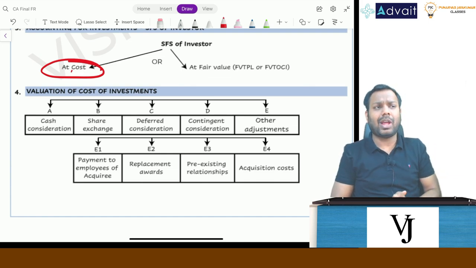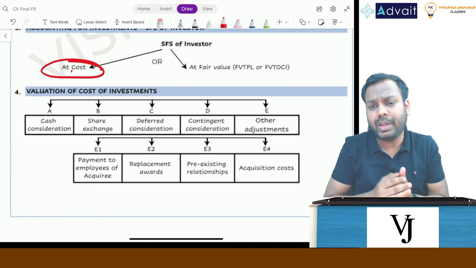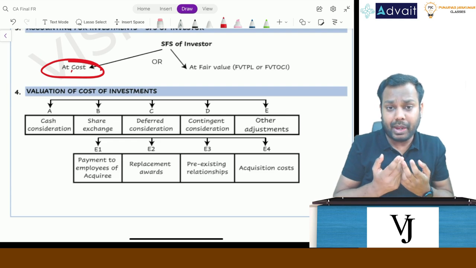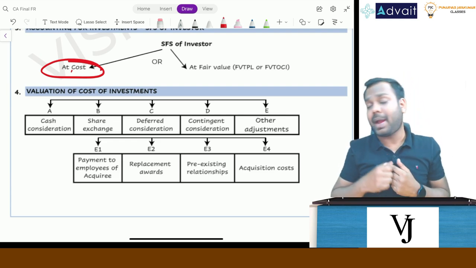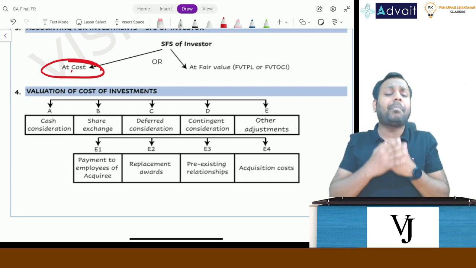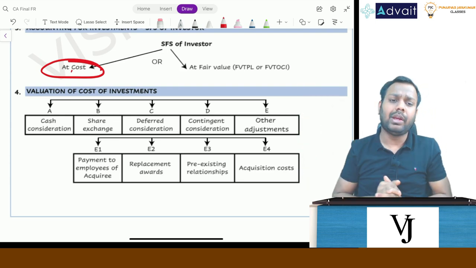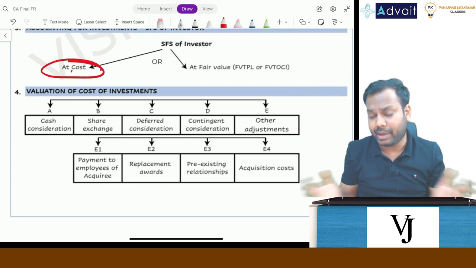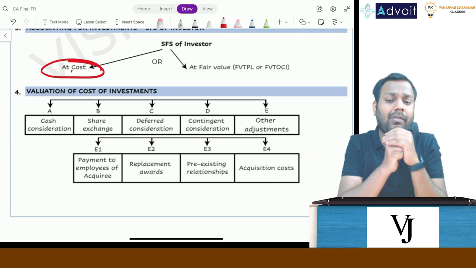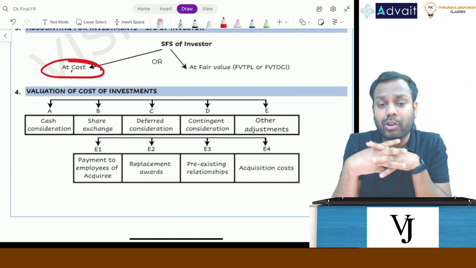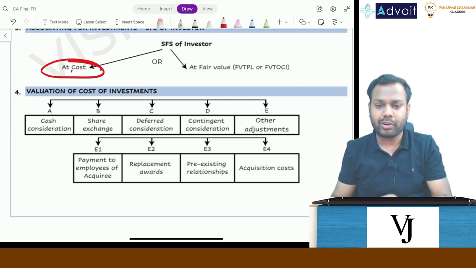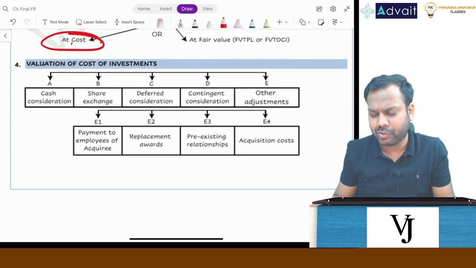Because understand, guys, when I am purchasing the equity shares of any company, I might pay the consideration in cash, or in the form of equity shares of my company, or I might give a promise to pay subsequently. So there can be different modes of settlement of a particular transaction. Now I have to assess what is the actual value of the consideration. That's what is called the valuation of the cost of investments, and there are a lot of adjustments in this one. So let's study this one, okay?